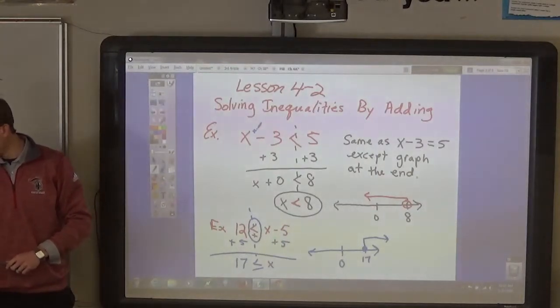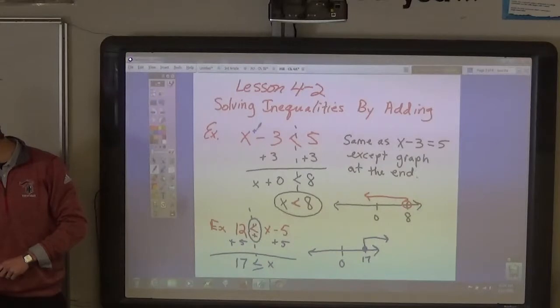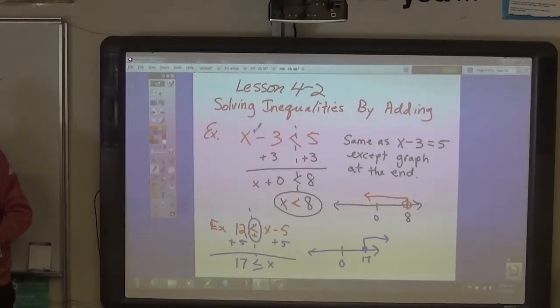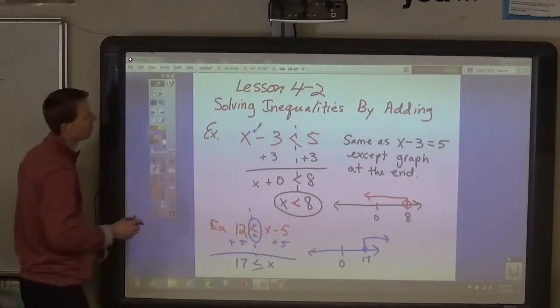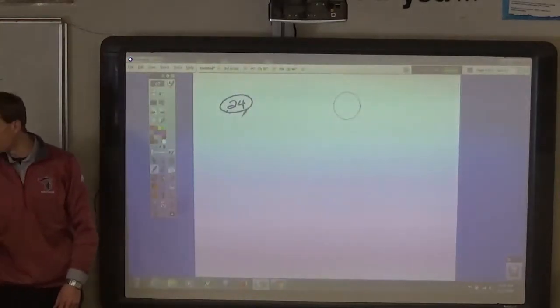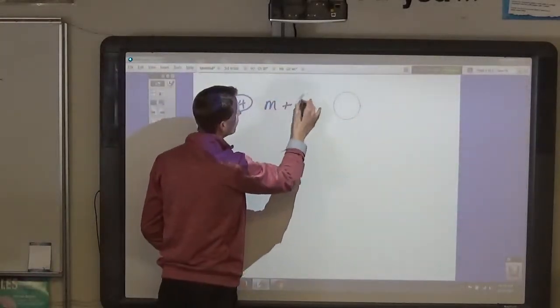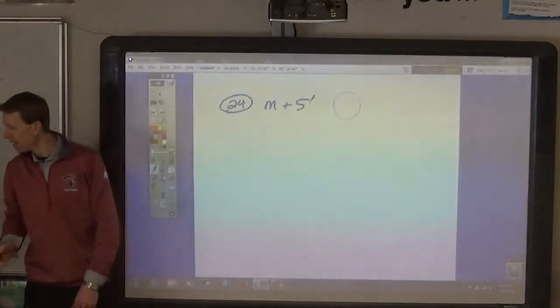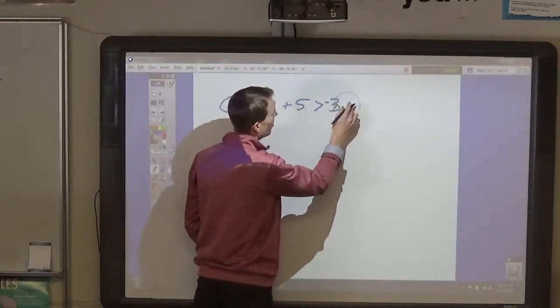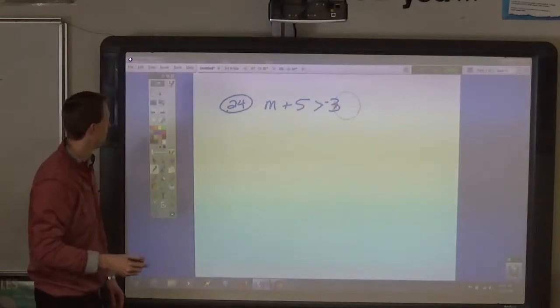Okay. Let's do one from your assignment then. Let's do number 24. M plus 5 is greater than negative 3. And I don't know why that circle's there, but just ignore it.